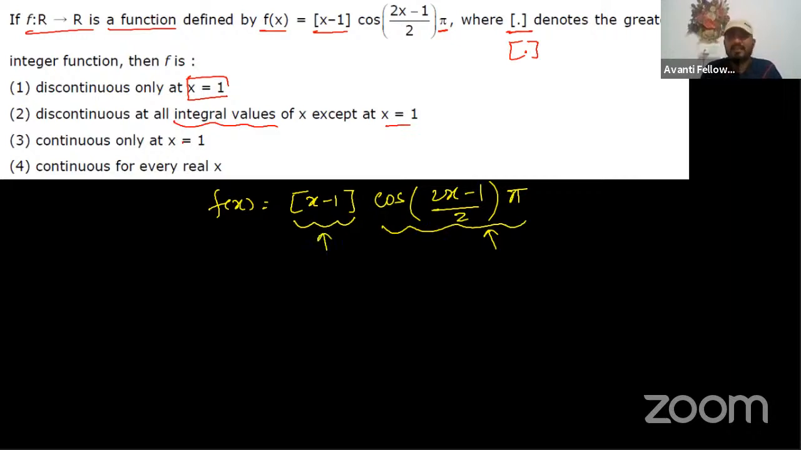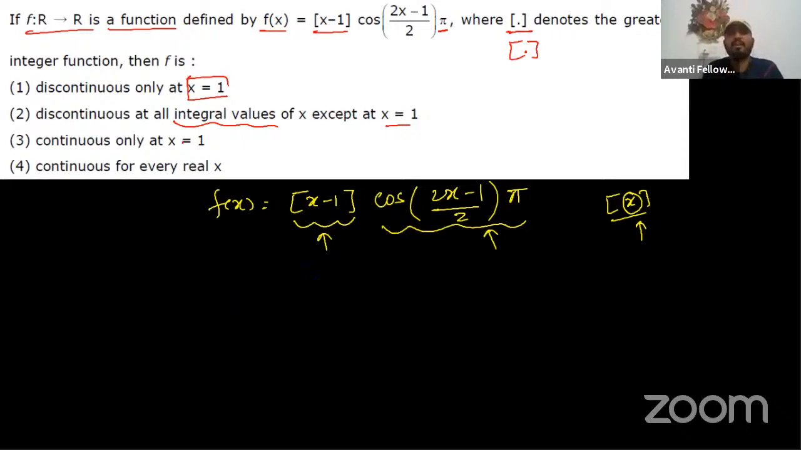But the greatest integer function has some problem, which means the greatest integer function is discontinuous at each and every integer value of x. Whenever the quantity written inside the greatest integer function becomes an integer at that particular value of x, the function becomes discontinuous.